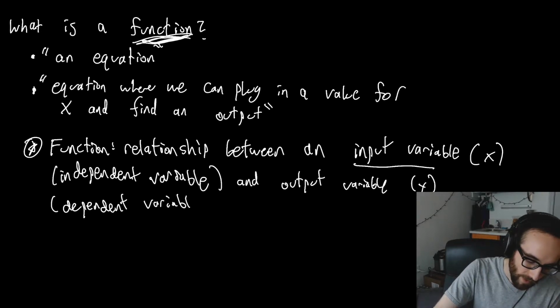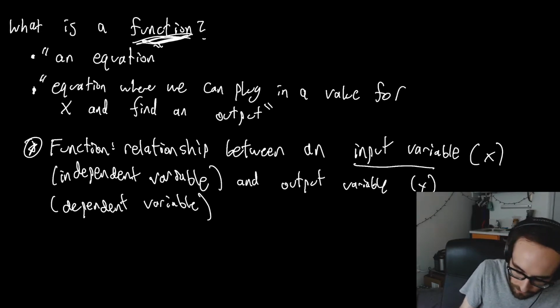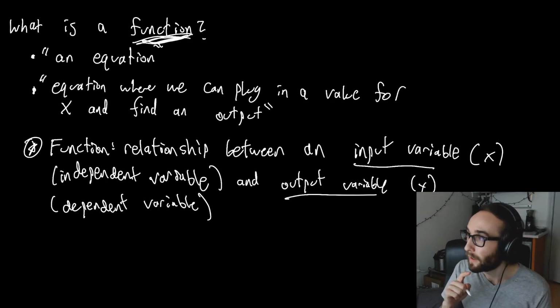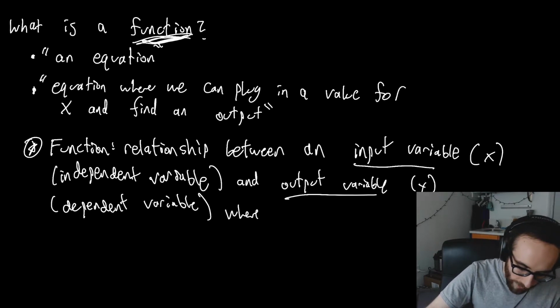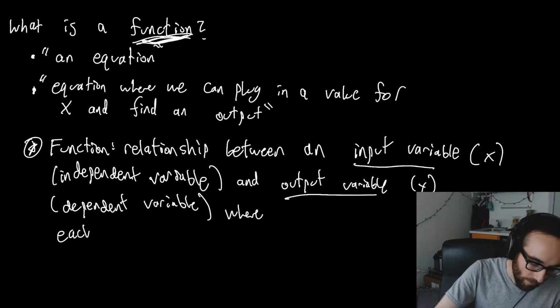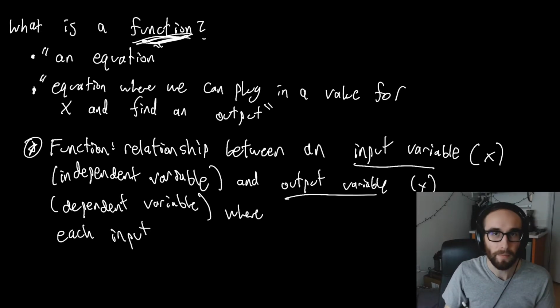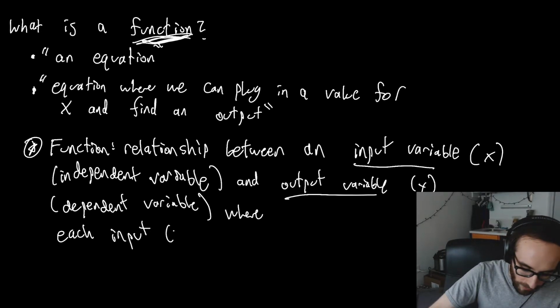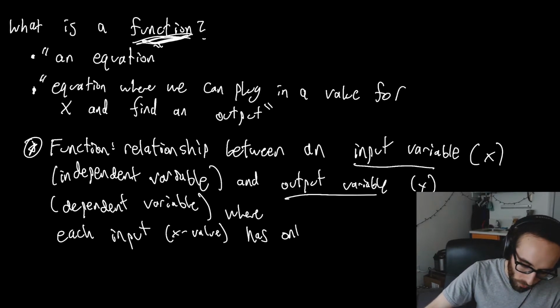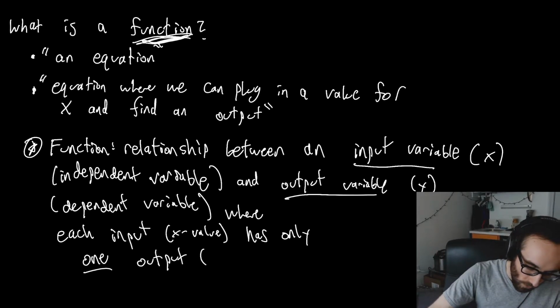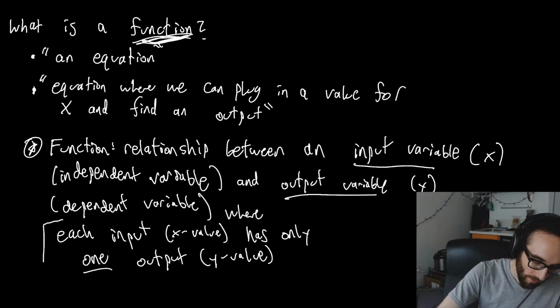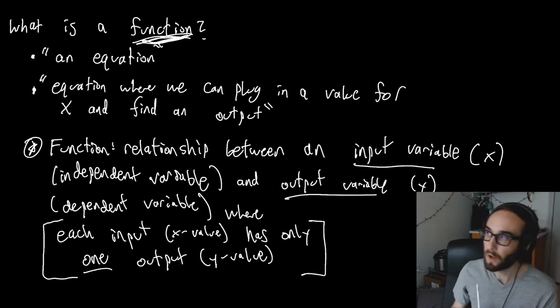Again, independent and dependent, we'll talk about what these mean in another video. For now just focus on input variable and output variable. We have a relationship between two variables where, and here's the important part, each input or x value that we plug in has only one output, or y value. So here's the important part of our definition: each input has only one output.